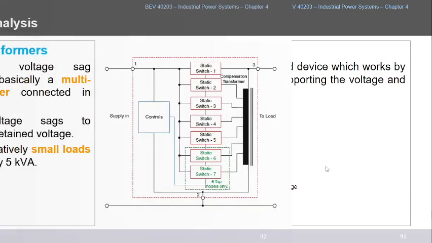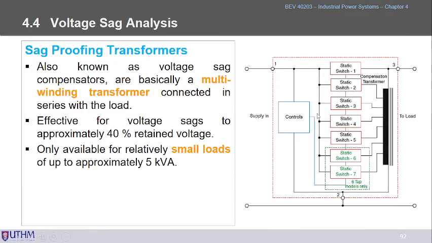And the step-up voltage transformer, finally. This one has tapping, so you have switch 1, 2 up to 7 in this case. Of course, it has a controller to measure the existing voltage, and if you have a voltage sag, it will switch to a certain level. For example, if you require switch 3, it will switch on switch 3, just to correct the voltage sag. But this application is up to 5 kVA only.